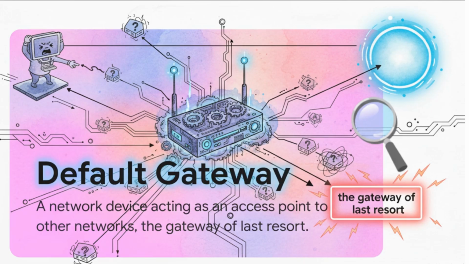But it's highly accurate. When your computer realizes a message isn't meant for a local neighbor, it hands it straight to this critical piece of infrastructure. When it's exhausted all its local options and just has no idea how to reach a destination, it throws its hands up and sends the data to the gateway of last resort.